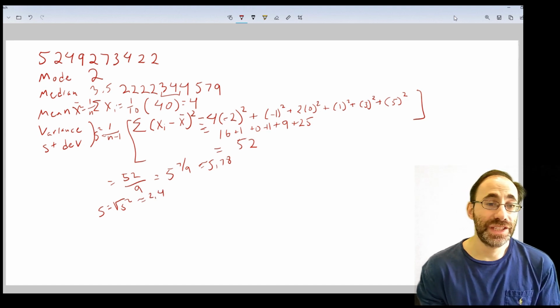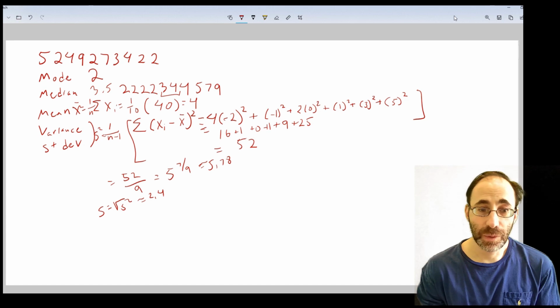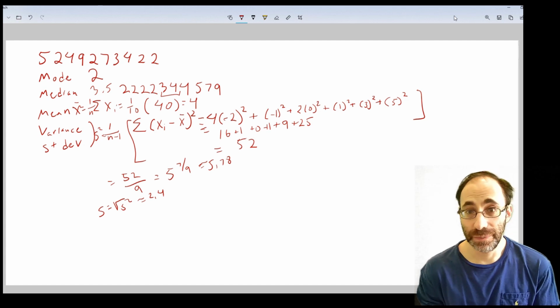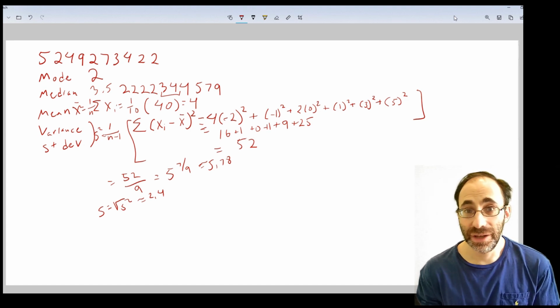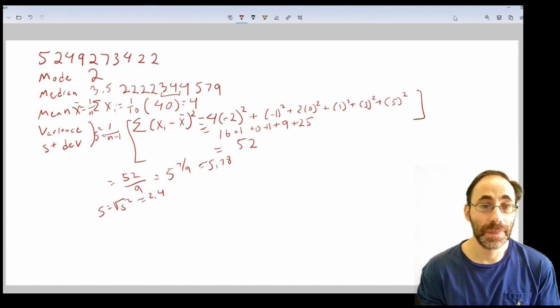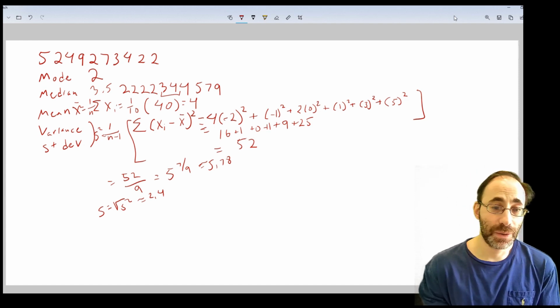That's it. If this had been the whole population, not a sample, we would have divided by n instead of n minus 1 and gotten 52 over 10, which is 5.2. So it would have been slightly lower variance and standard deviation for the population as opposed to a sample. Okay. So that's this. That's most of what I want to do.